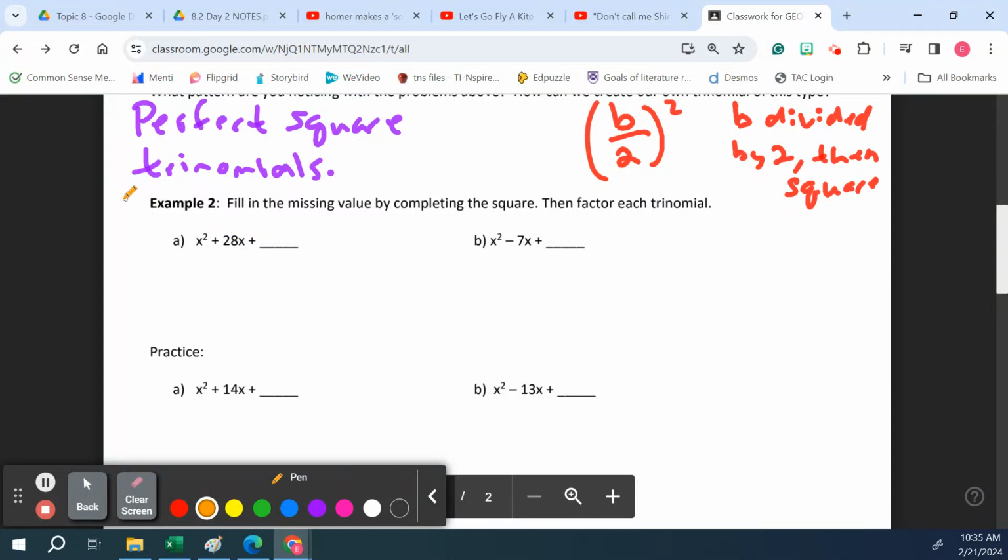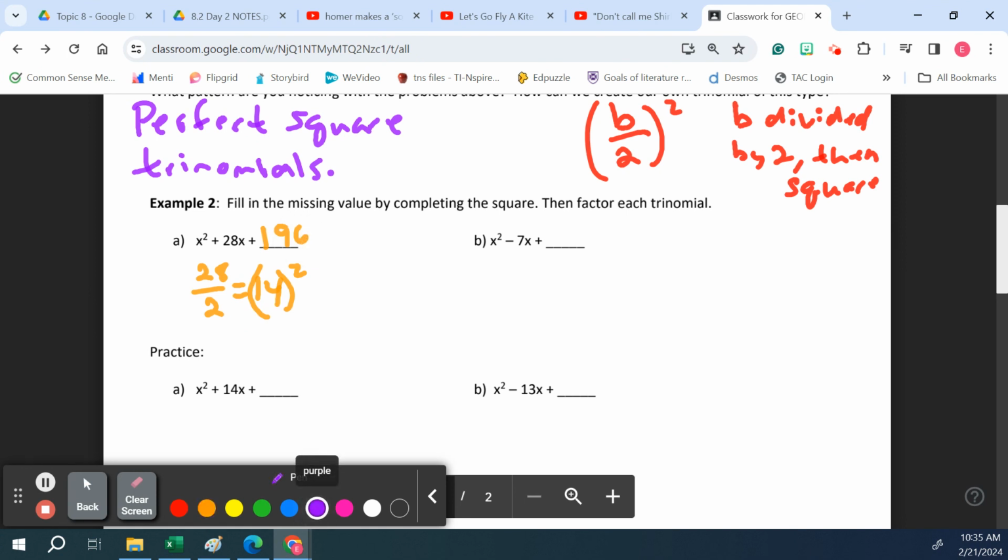So for letter A, I'm going to take 28. I'm going to divide that by 2. 28 divided by 2 leaves me with what? 14. I square that, and what do we get? What'd you get? 496? Oh, 196. Okay. So I got 196.